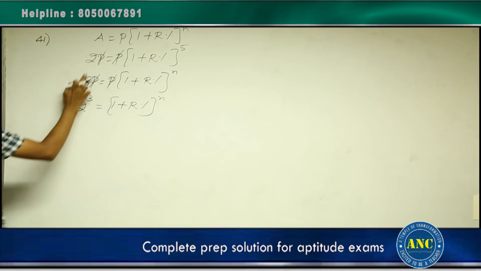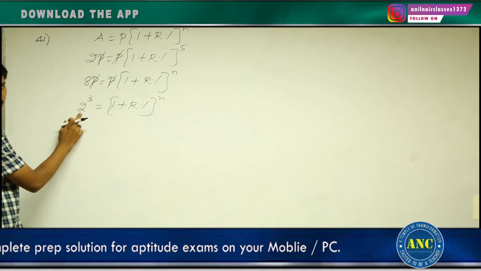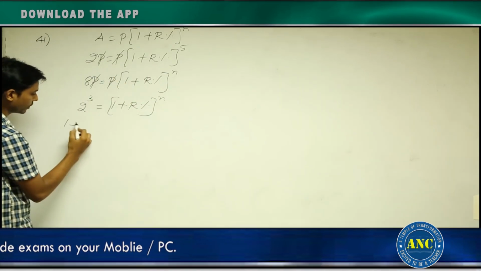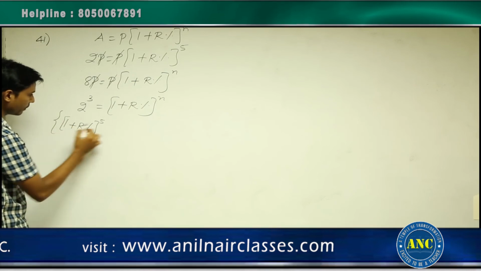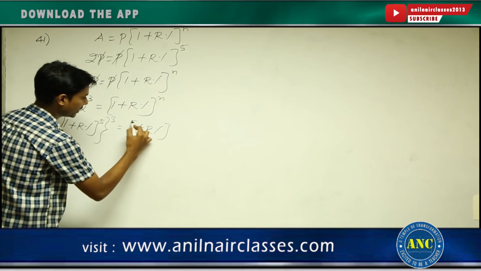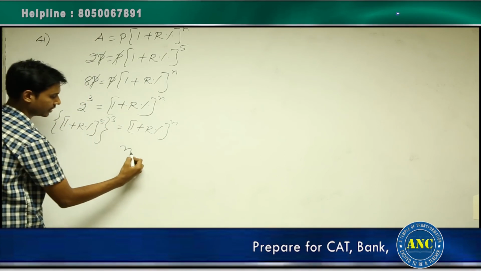But what is 2? 2 is nothing but 1 plus r percentage to the power of 5. Substitute 2 as 1 plus r percentage to the power of 5. Understanding, right? This becomes 1 plus r percentage to the power of 5, whole to the power of 3. This is nothing but 1 plus r percentage to the power of n. What is n value? 5 into 3, n is 15. Over.